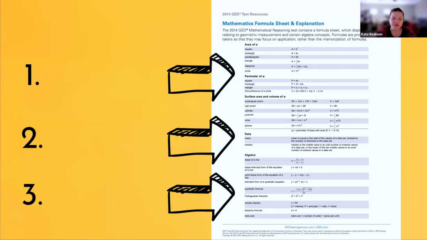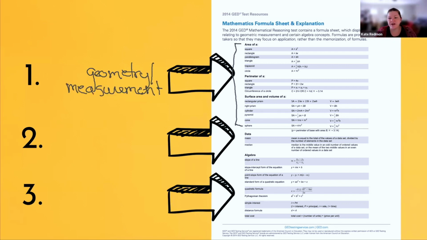This is the official GED Testing Service formula sheet that you will get while you take your math test. And there are 3 big sections. The first whole half of it is all these geometry measurement formulas. Area, perimeter, volume, surface area, working with shapes or 3D solids. Boom, that's where you're going to hit up.